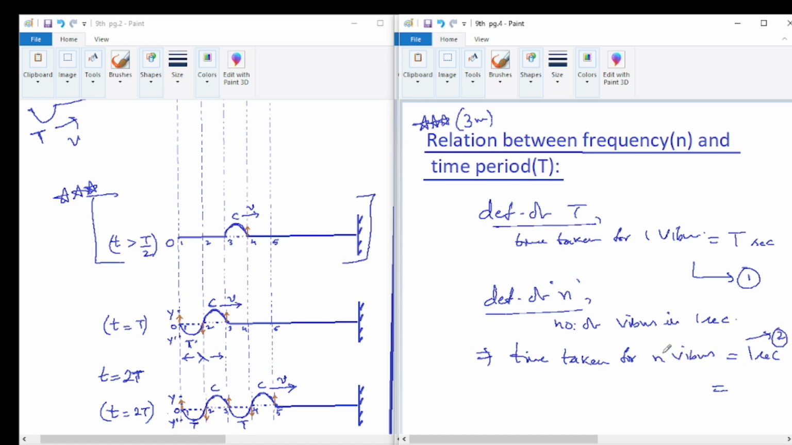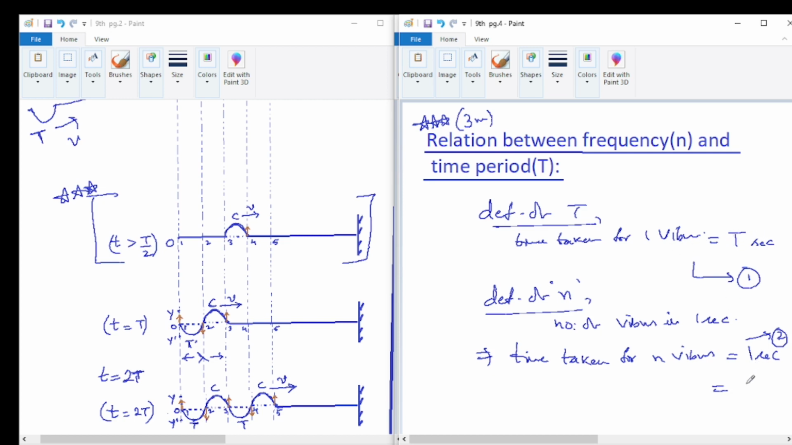So now, what is the time taken for one vibration? T seconds. Next vibration again, the time taken will be another t seconds. So what is the time taken for two vibrations? T plus t. Observe this, it's very simple. Time taken for one vibration is t seconds. Next one vibration again takes t seconds. So time taken for two vibrations is t plus t, 2t seconds. Time taken for three vibrations will be t plus t plus t, 3t seconds.